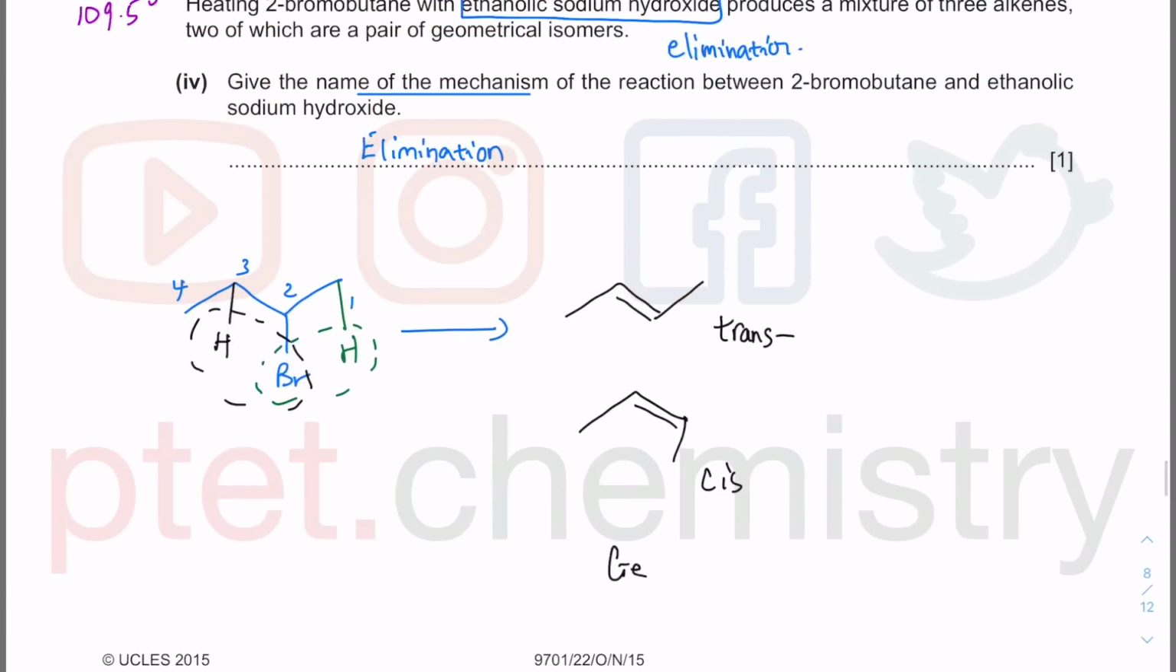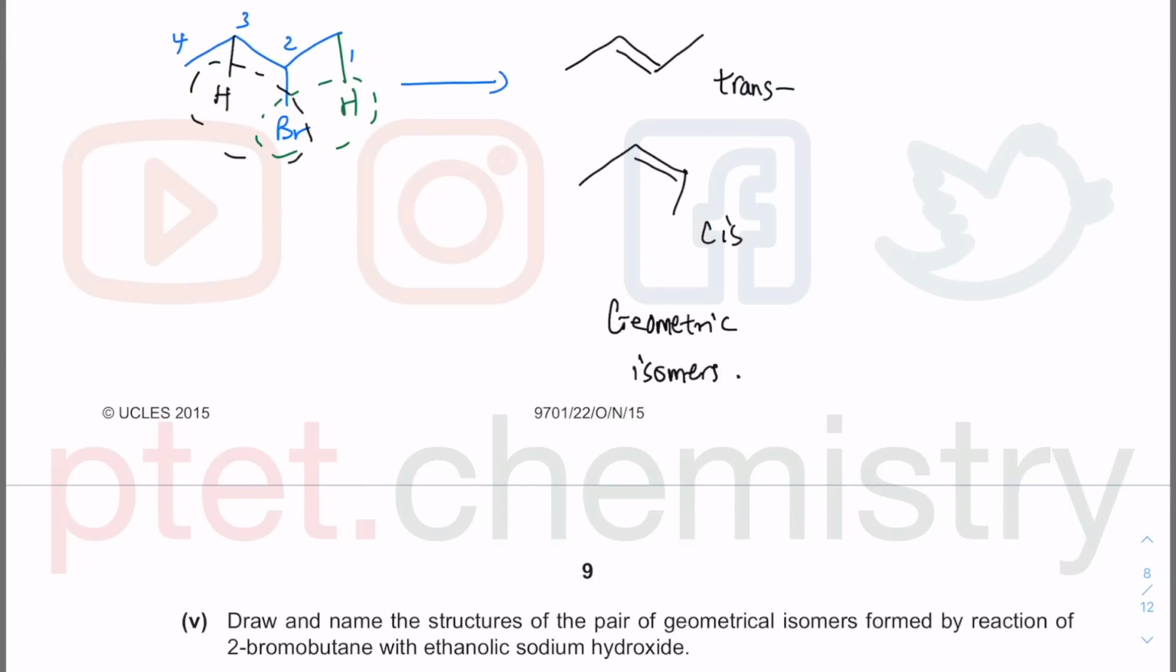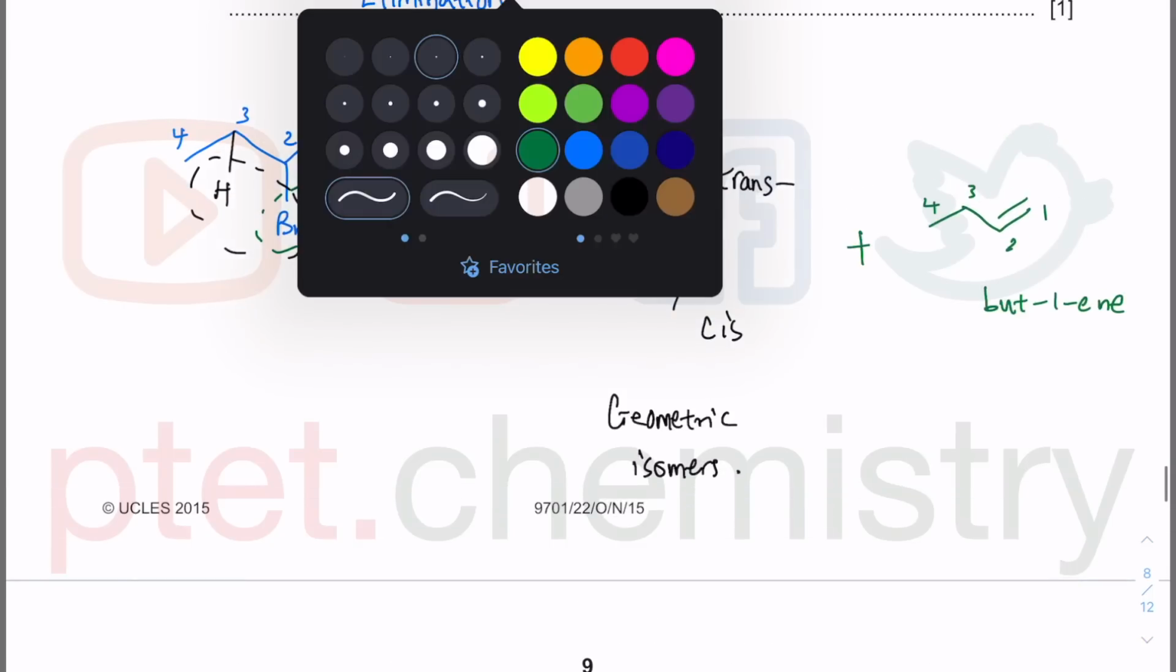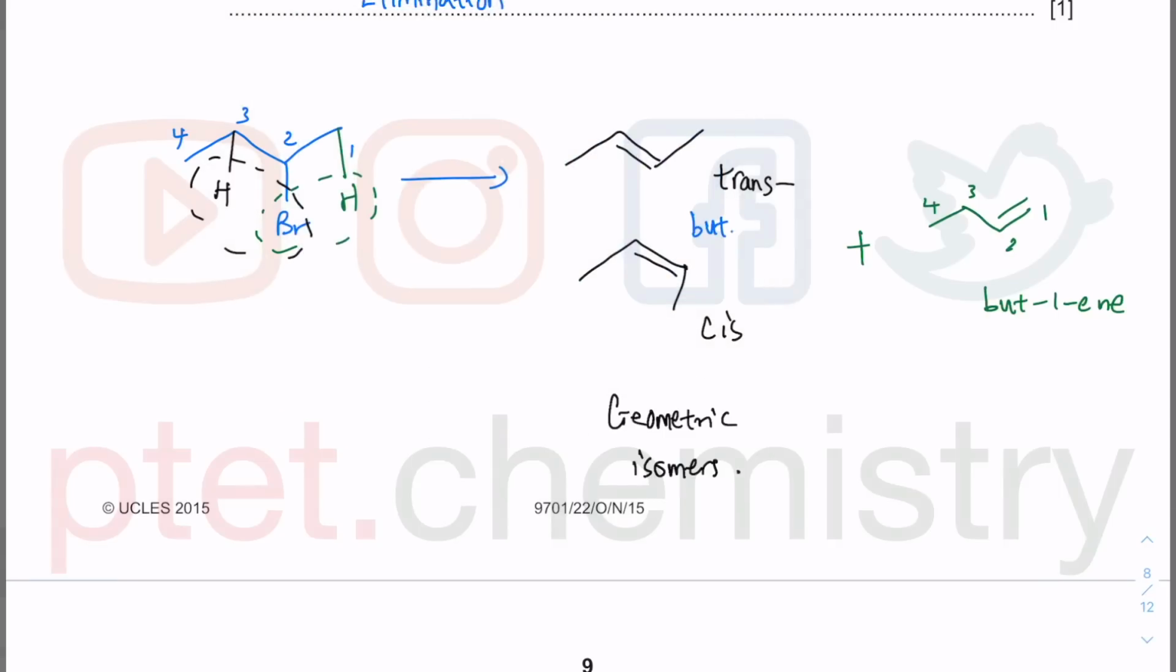But we have to consider the other product as well, which is coming from the elimination from this green color hydrogen. So what do I get? If I remove from the green color hydrogen, then my double bond is between 1 and 2, terminal there. So that is going to be called, well, there's 1, 2, 3, and 4, so that is your but-1-ene. Whereas for the black color one, you will get but-2-ene. So one of them is trans but-2-ene, the other one is cis but-2-ene.